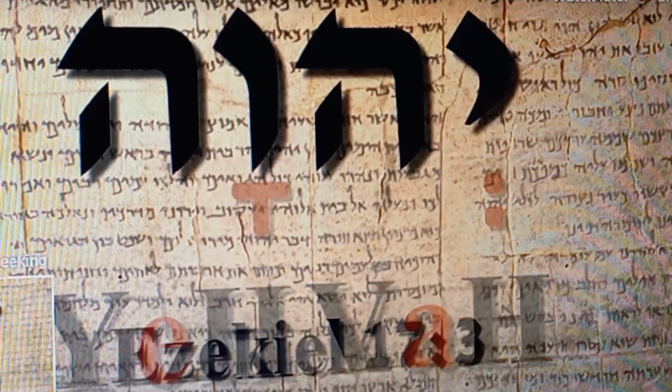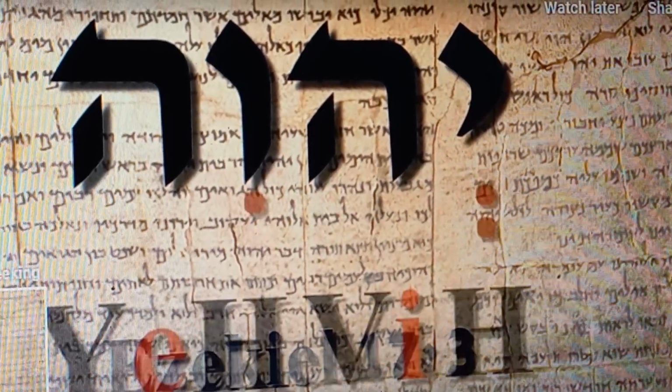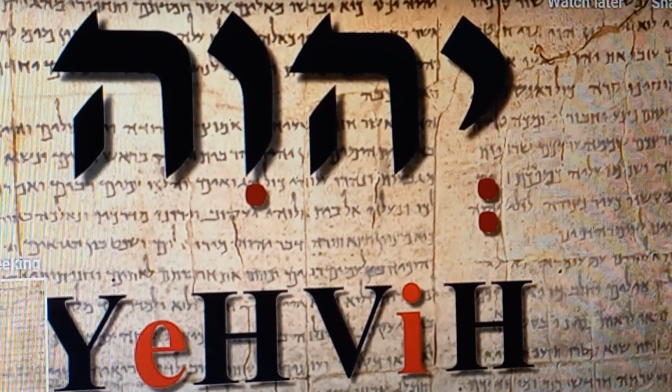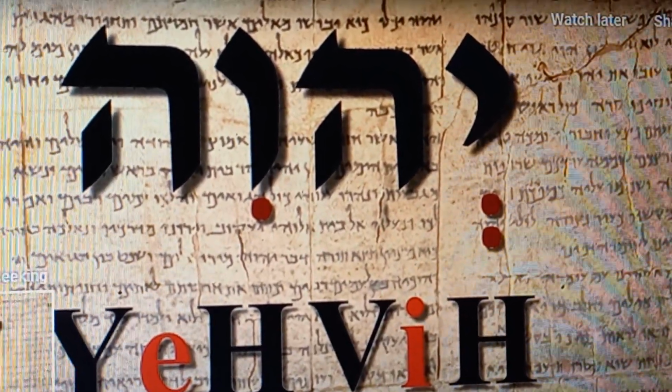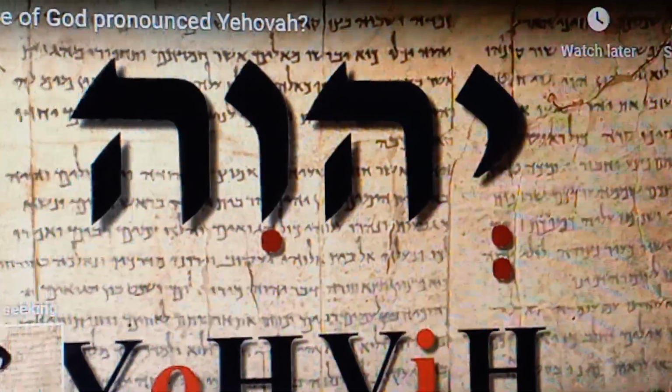In Ezekiel 7, verse 3, the name is written with these vowels. But again, they do not follow the standard rules for vowels, but could be transliterated as Yahweh.